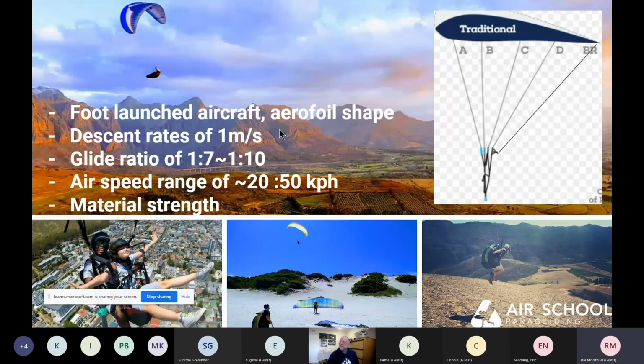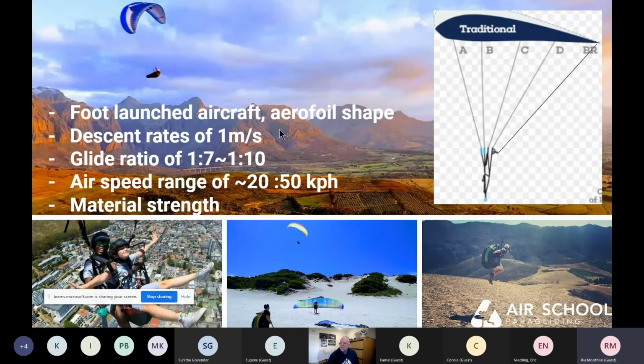We also have an airspeed range of around the low 20s, around 20 kilometers to 50, 60 kilometers per hour, depending on the performance of your paraglider. But we can control this. We can speed it up and slow it down. And this speed will also dictate the conditions that we fly in.